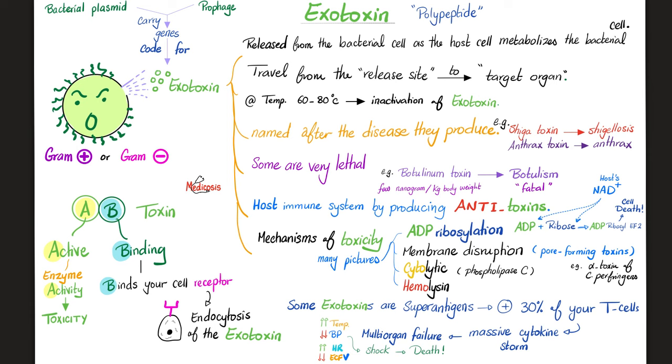Usually we give it a name that is very similar to the name of the disease that it causes. Example, Shiga toxin is an exotoxin. It causes shigellosis. Osis means condition. Shigella is shigella. Another example, anthrax toxin causes anthrax. Botulinum toxin causes botulism. Some of these exotoxins are lethal, such as botulinum toxin. Only a few nanograms per kilogram of your body weight can kill you. The good news is it is heat labile, which means raising the temperature can kill this very powerful toxin.